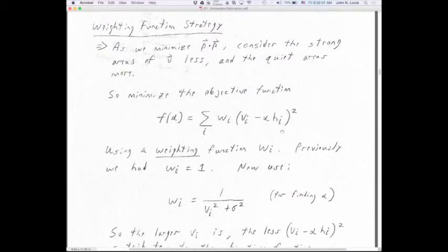All right, so the workaround here, which I'm sure you've seen in lots of papers, is some kind of weighting function. As we minimize P dot P, let's consider the strong areas of the vertical recording less, and the quiet areas more. So going up here, we want to emphasize what's going on in the quiet areas, and de-emphasize what's going on in the overlap areas, like where the shear crosstalk overlaps pressure.